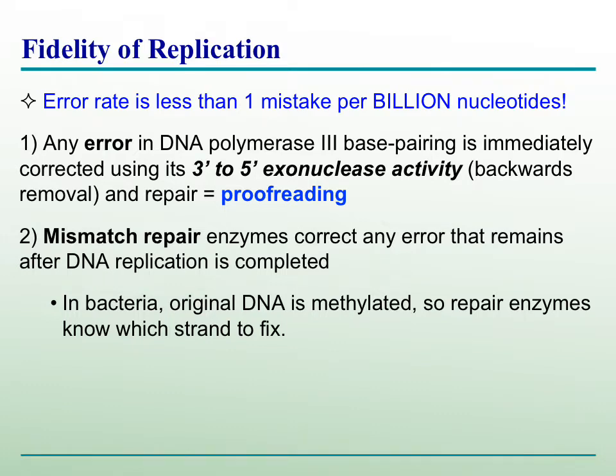Eukaryotes have a different way of distinguishing between the original old strand and the new incorrect strand, and it seems that in eukaryotes, the mismatch repair system is recognizing which of the strands has nicks due to lagging strand synthesis of Okazaki fragments. And as long as it can be recognized quickly before those fragments are joined to each other, the nicks will help identify which of the strands the mismatch repair enzymes need to correct.